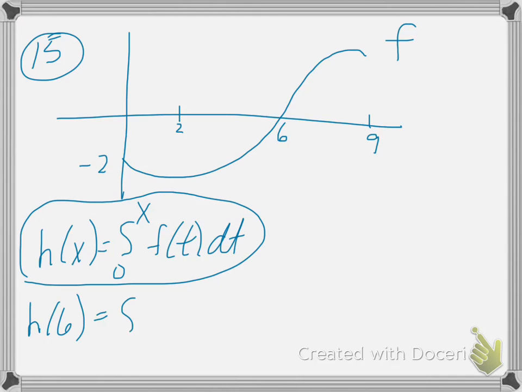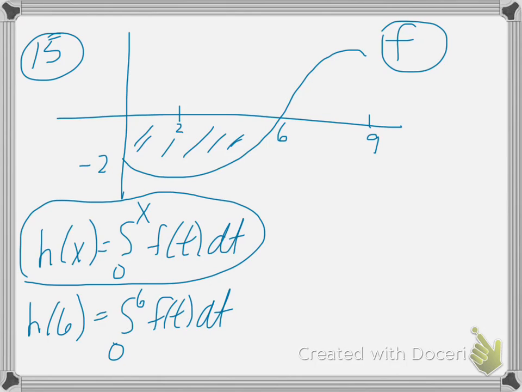Well, if you replace the x with 6, you're going to get this. This just means the area under the curve of the function f, which is this, going from 0 to 6. Well, going from 0 to 6 would be this region right here, which, we don't know exactly how much it is, but we do know that it's going to be a negative number. That's what's going to be important to us.